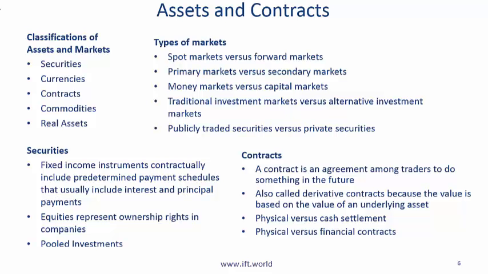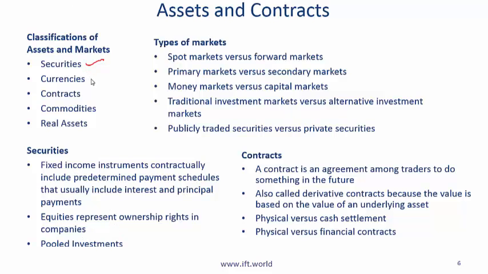This slide represents a summary of assets and contracts and types of markets, and this is the basis of what we'll be studying in this segment, and then in fixed income, and then derivatives. Classifications of assets and markets. When we talk about different kinds of assets, we could be talking about securities. Securities includes fixed income securities, equities, and other pooled investments such as mutual funds.